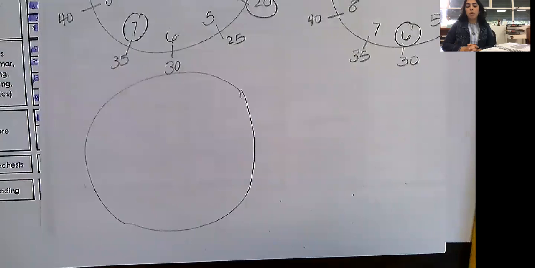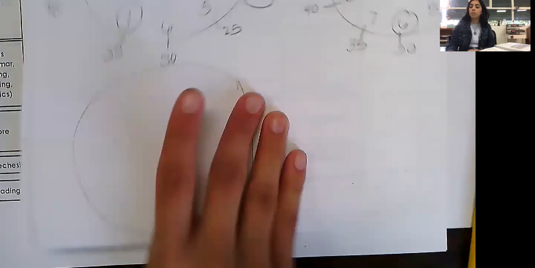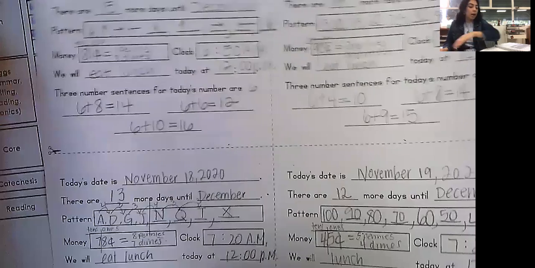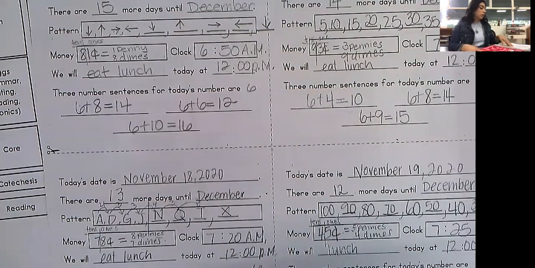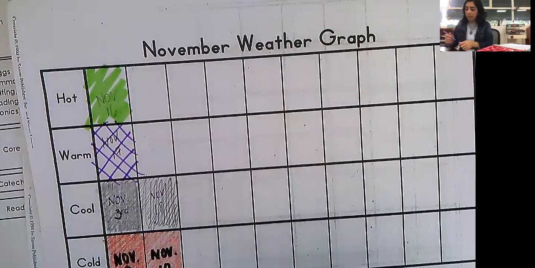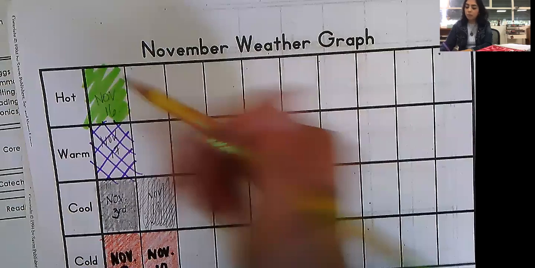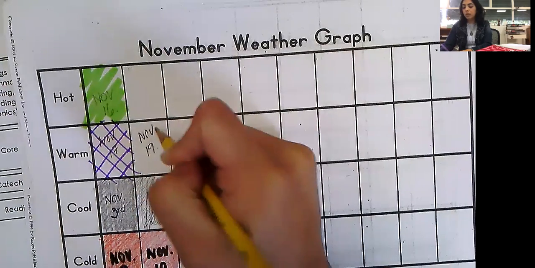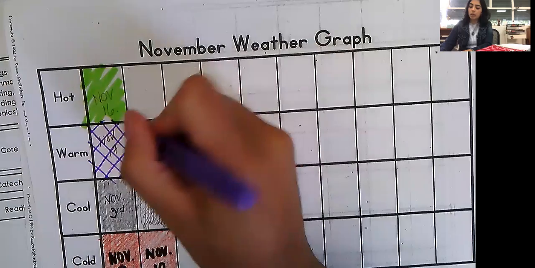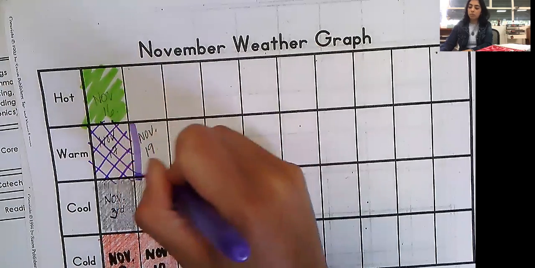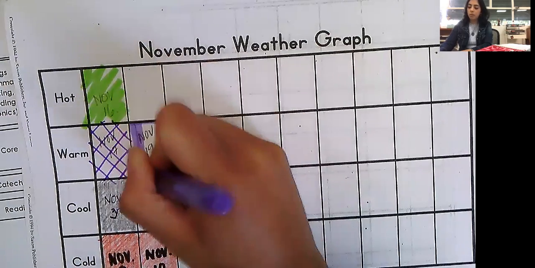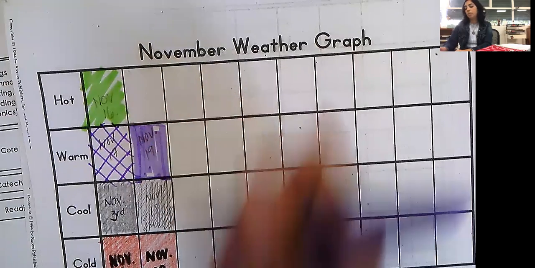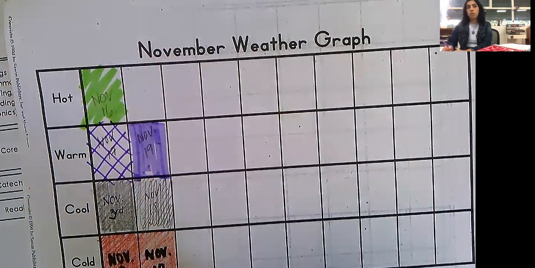Okay, now that you're done with your clock, let's take out our November weather graph and let's fill that out. Today is going to be a pretty warm day, so I'm going to put November 19th. And I'm going to color this purple because it is going to be a warm day today. Great. Put that away.